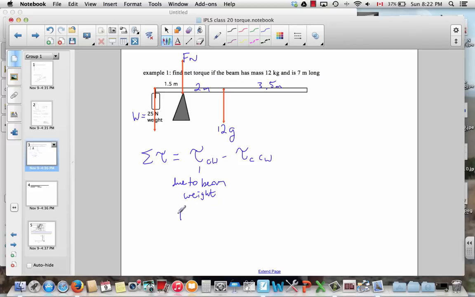Now, a torque is a force times a distance to the pivot, and it's got to be perpendicular. So the force in this case is 12 g of weight. The distance to the pivot is 2 meters. So that's an expression for the clockwise torque. The counterclockwise torque is due to the 25 newton weight.